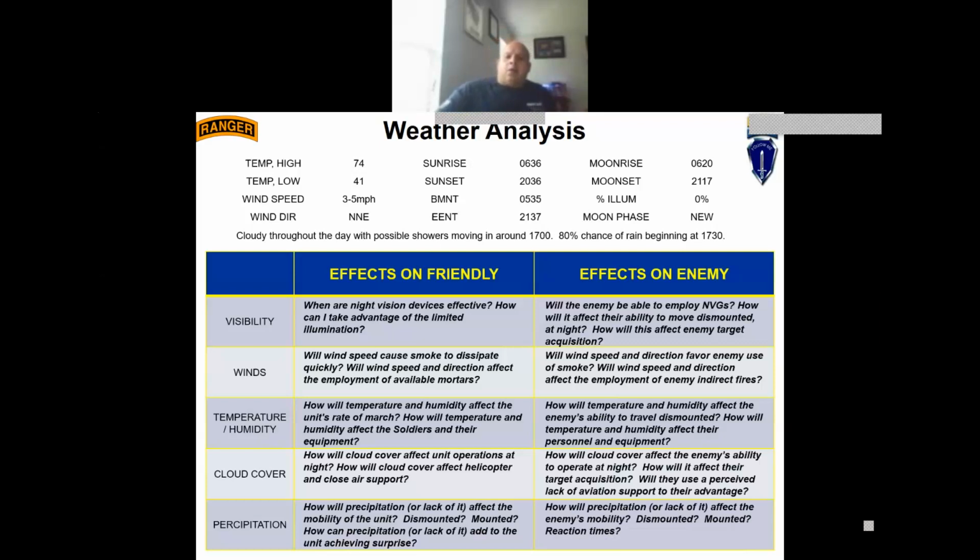Okay, how will precipitation, or lack of it, affect the enemy's mobility, dismount, or mount reaction time?